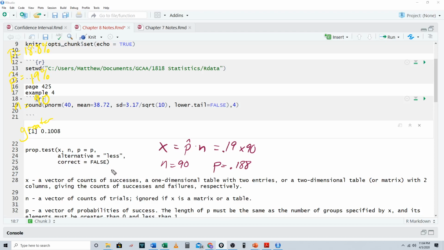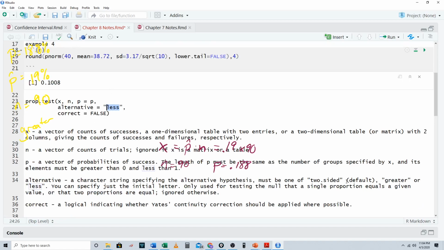Now, I'm actually going to leave all this on there. This right here can be one of three things. Either it's two-sided, which by the way is the default. If you don't put this in there, it's going to be two-sided, which means between, and you don't want that. So it's going to be less than or greater than. We're not going to do two-sided for any of this. Two-sided is if we're doing confidence intervals, which we haven't talked about yet.